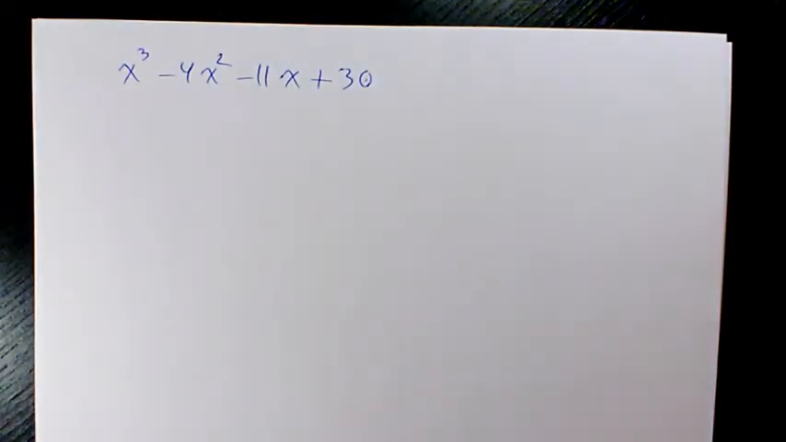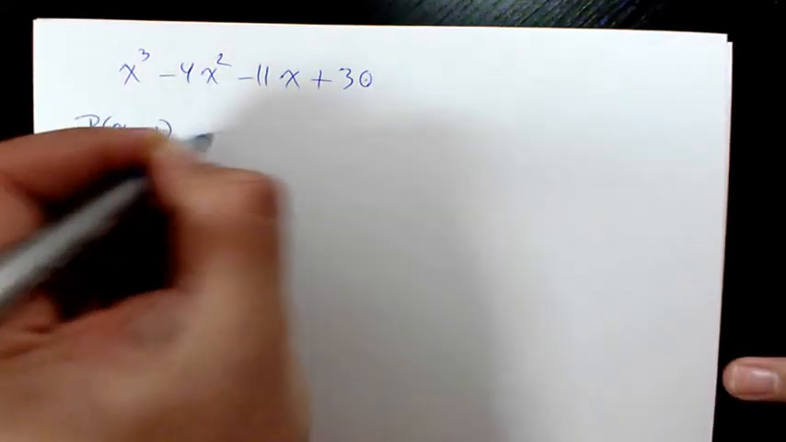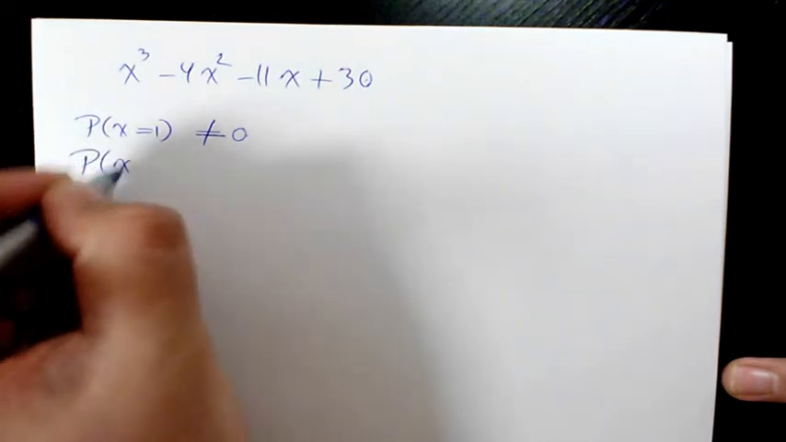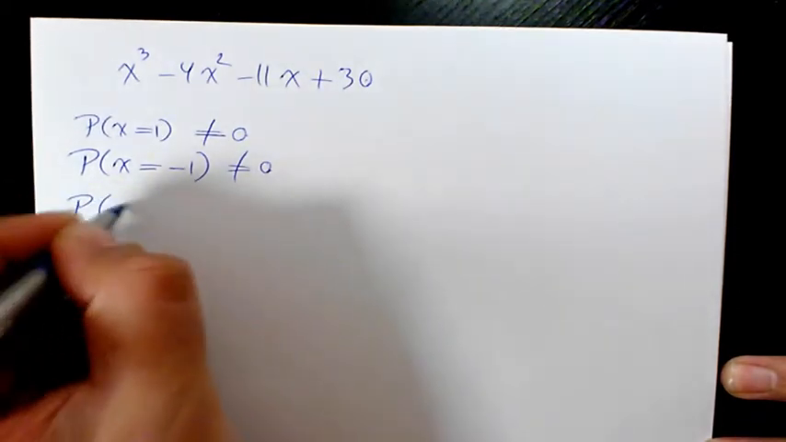Now let's look at the next example. It says x to the power of 3 minus 4x squared minus 11x plus 30. So again, can we use GCF or group factoring? Doesn't look like it. Let's see what numbers I can get. Okay. So again, we can use x equals 1, that's not going to be equal to 0. If you use x equals negative 1, that's still not going to be equal to 0. Let's make it x equals 2.